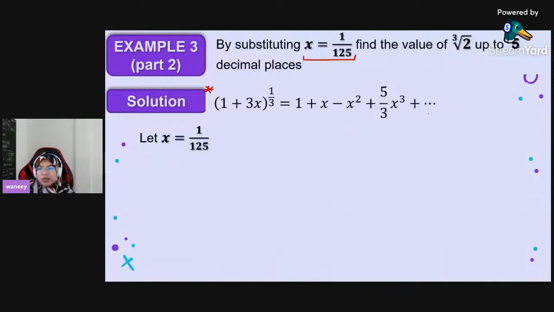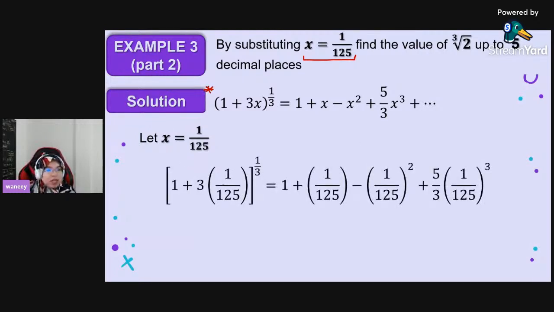So when we have expanded, write it in one line with the left and right side, so that it will be much easier for us to see what is the number that we should substitute. So now we will substitute 1 over 125. 1 plus 3x, so 3 times 1 over 125, plus 1 over 125, minus 1 over 125 squared, plus 5 over 3, 1 over 125 cubed.